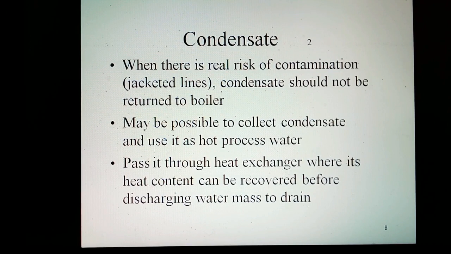Only when there is a real risk of contamination should condensate not be returned to the boiler. Even then, it may be possible to collect the condensate and use it as hot process water or pass it through a heat exchanger where its heat content can be recovered before discharging the water to drain.